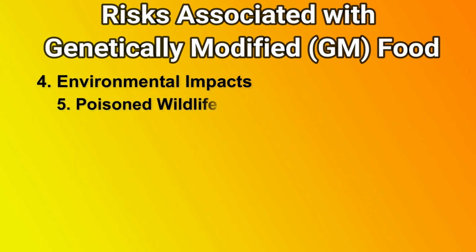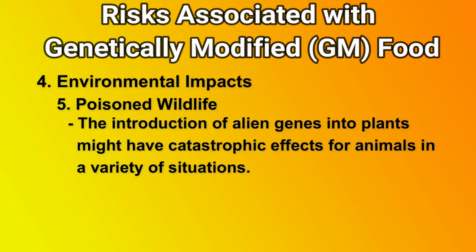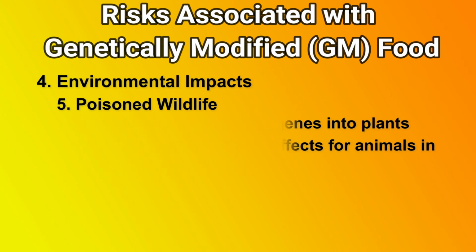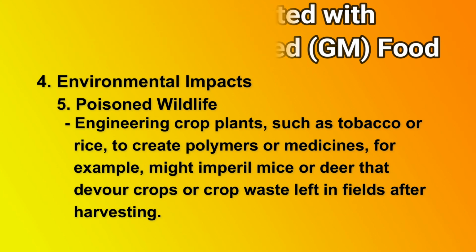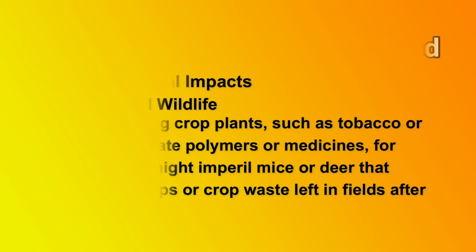Number 5. Poisoned wildlife. The introduction of new genes into plants might have catastrophic effects for animals in a variety of situations. Engineering crop plants such as tobacco or rice to create polymers or medicines, for example, might imperil mice or deer that devour crops or crop waste left in fields after harvesting.